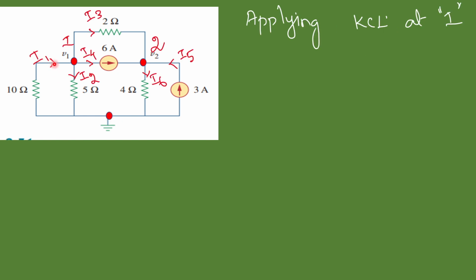So let's assume the current flow through each particular branch and name them. Here it is named I1, the current flowing away from this node is I3, this current is I4 and this current is I2, the current from here is I5 and the current leaving here is I6. Okay. So now we are going to apply KCL at node 1. At this node, the incoming current is I1, that is equal to the summation of outgoing currents. What are the outgoing currents? I2, I3 and I4.